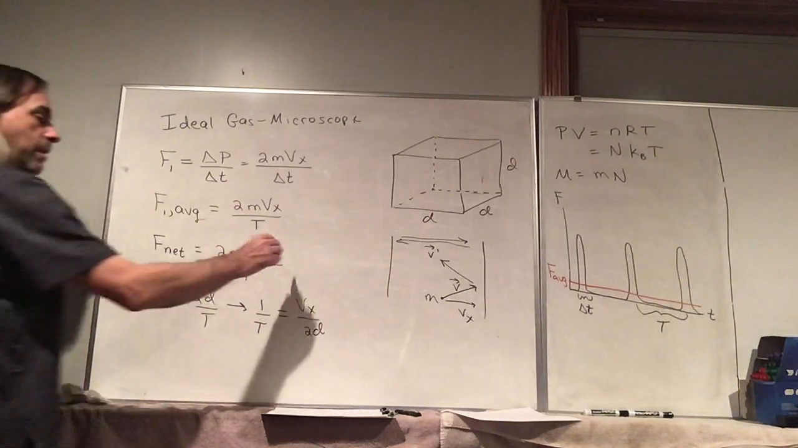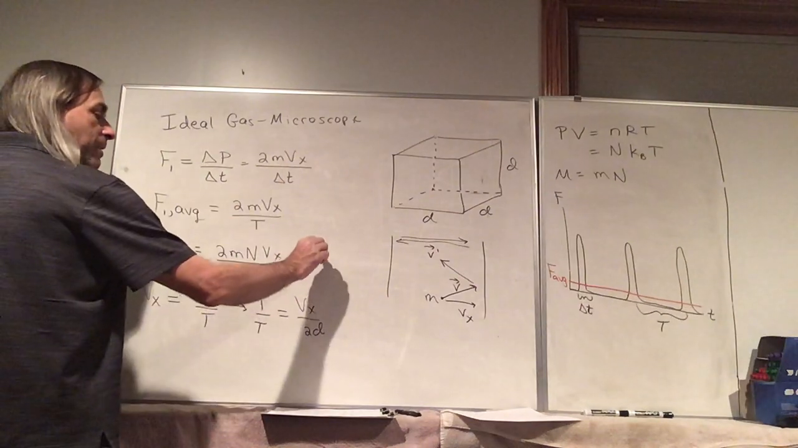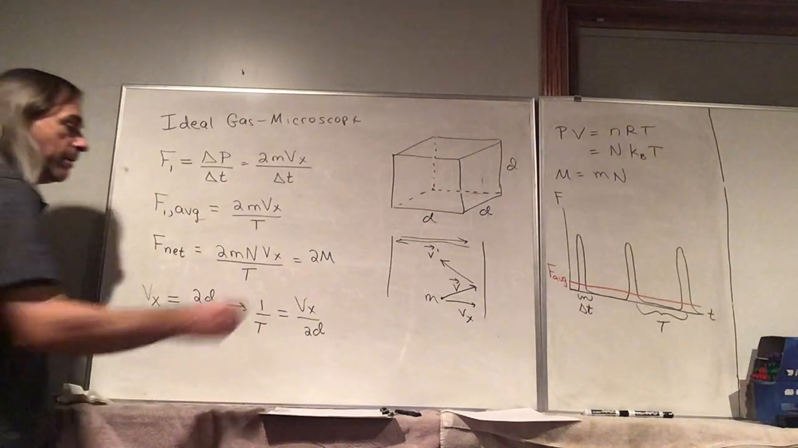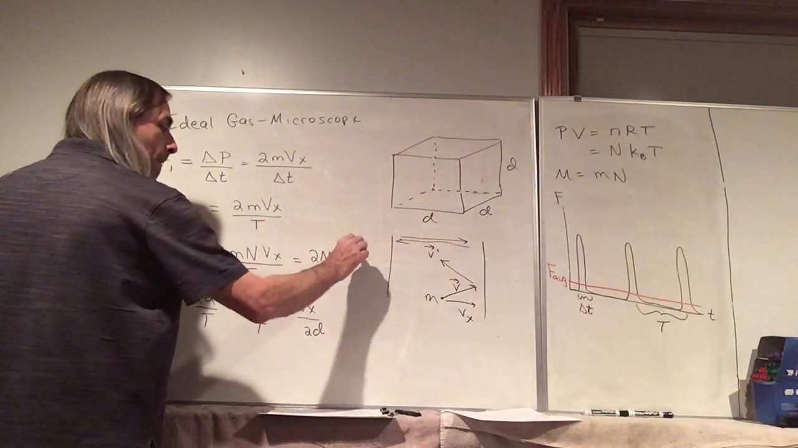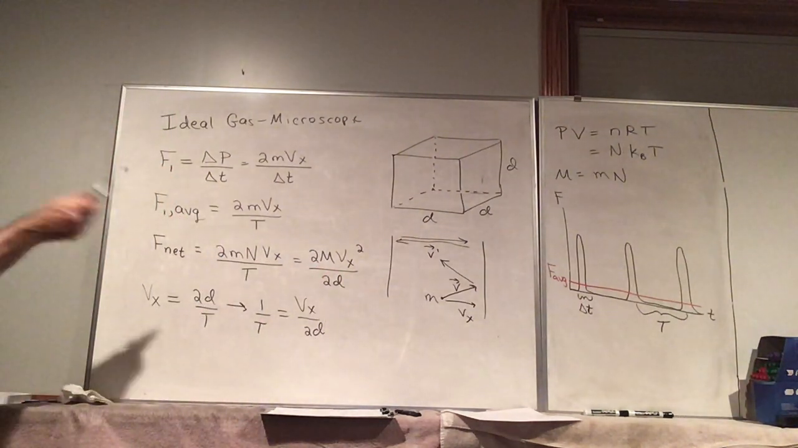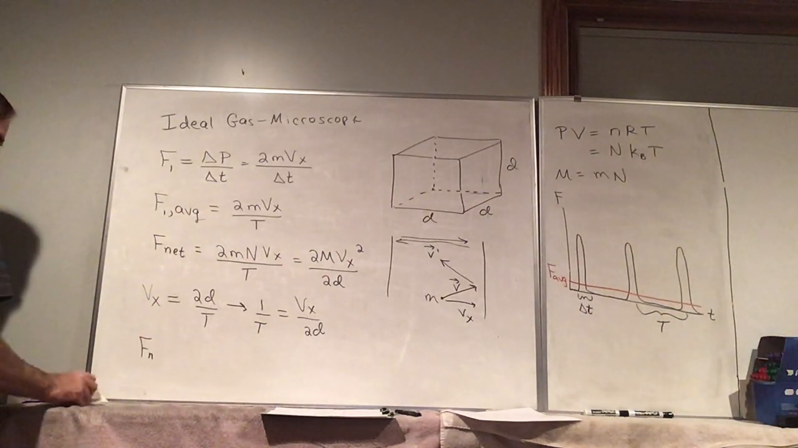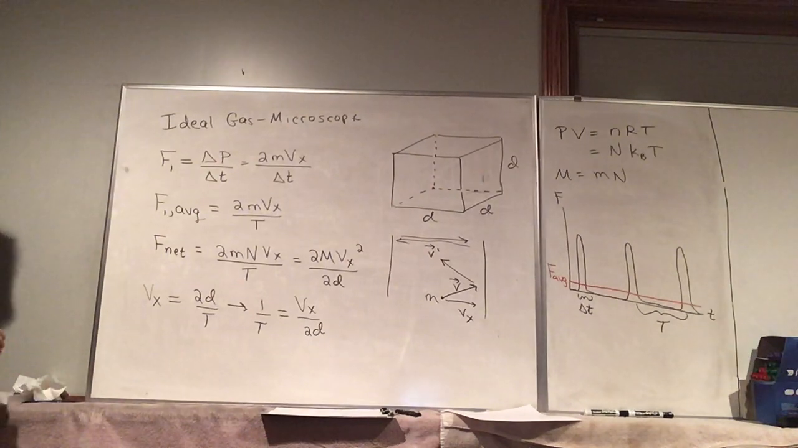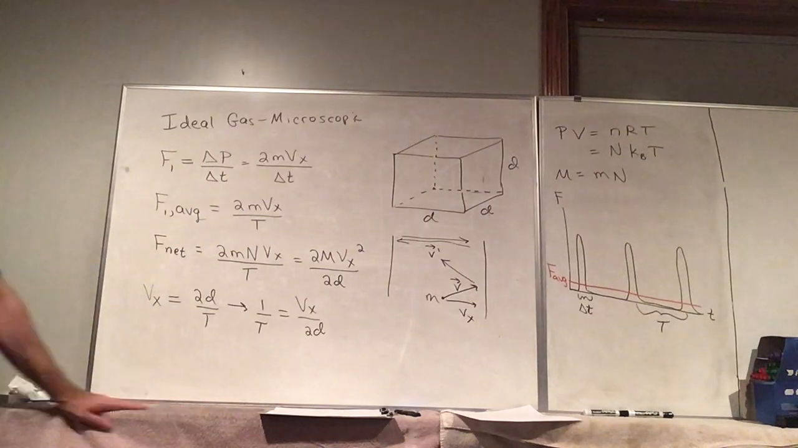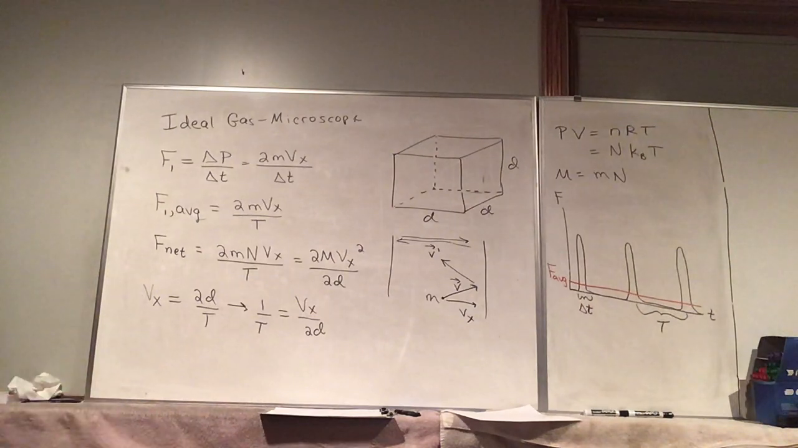Let's plug this in here. Going to run out of room here. So I'm going to replace this with capital M, the mass of the entire gas. And then we'd have Vx squared divided by 2d. And the 2's are going to cancel out. So, let's note that is the pressure, that's the force, the average force exerted on one wall of the box. Okay, now the pressure would be the force over the area.